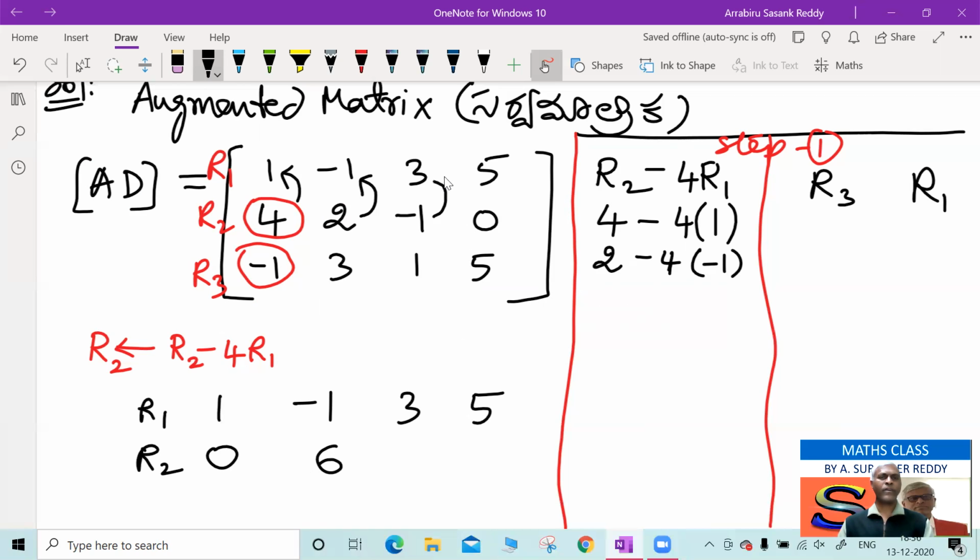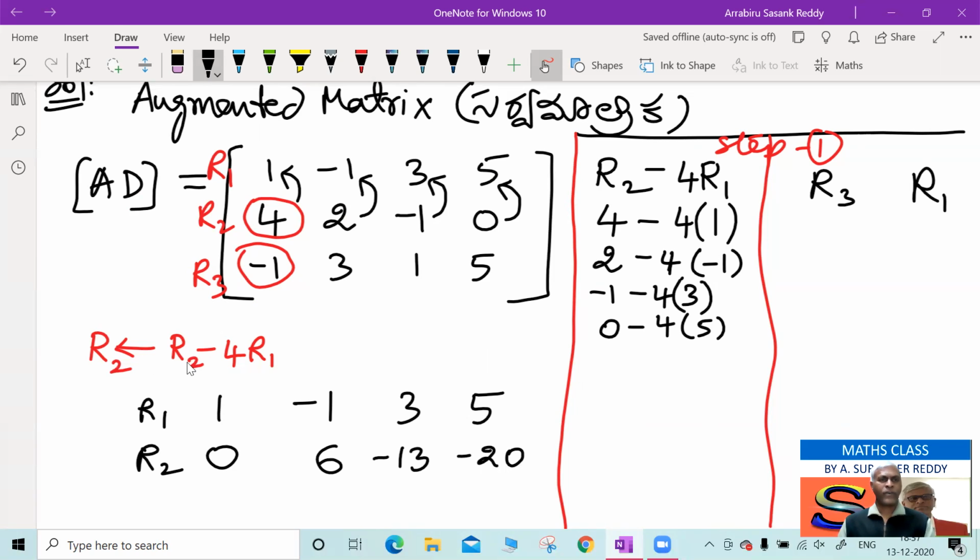Similarly, apply the same formula for third elements. So here R2 value is minus 1, minus 4 into R1 value is 3. So 4 into 3, 12, minus 12 minus 1. So this becomes minus 13. Apply the same formula for fourth element. So in place of R2, 0. In place of R2 and R1, you substitute the values 0, 5. So R2 0, 4 into R1 5, 4 5 are 20. So this becomes minus 20. 0 minus 20 is minus 20.